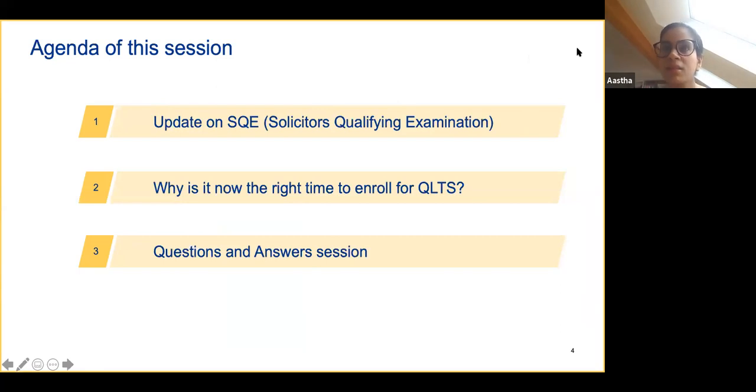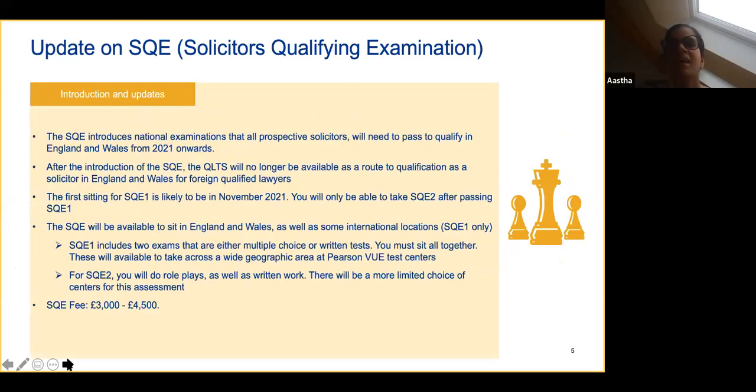I will get right into our discussion topic, which is the update on the SQE, the Solicitors Qualifying Examination. If we move to the next slide, Priyasha, thank you. The SQE is the new national examination that all prospective solicitors will need to pass to qualify in England and Wales. So when is it coming into effect? It is coming into effect in 2021. What we know from the Solicitors Regulation Authority is autumn of 2021 to be precise.